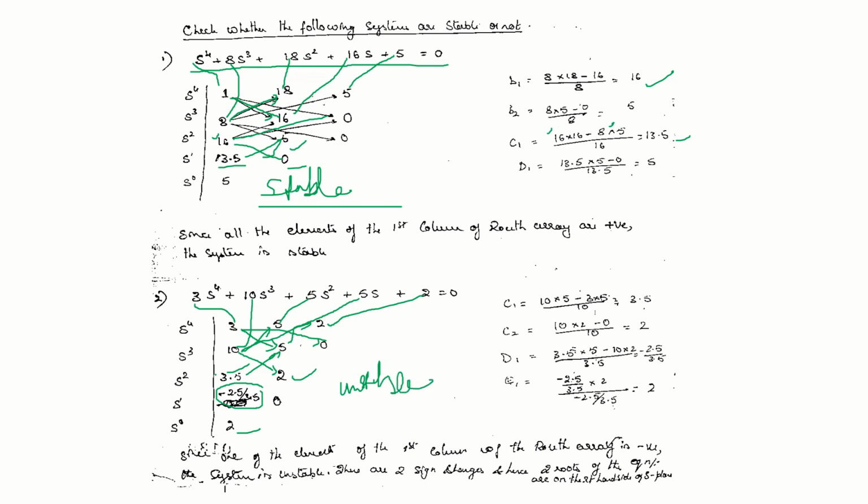And there is positive to negative, one sign change, negative to positive, another sign change. Two sign changes are there. So two roots are on right hand side of S plane. Okay, right.